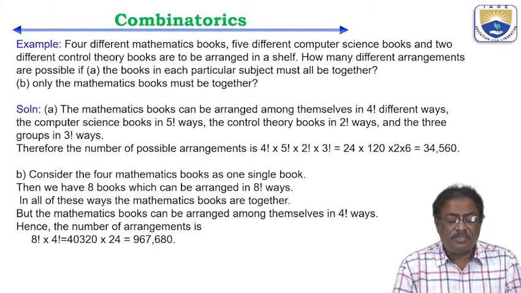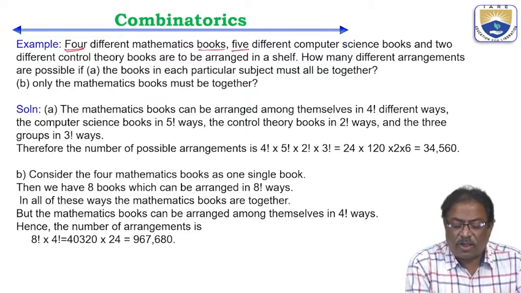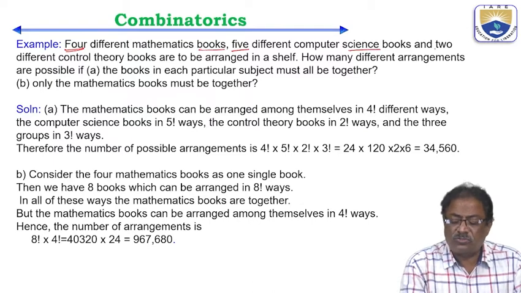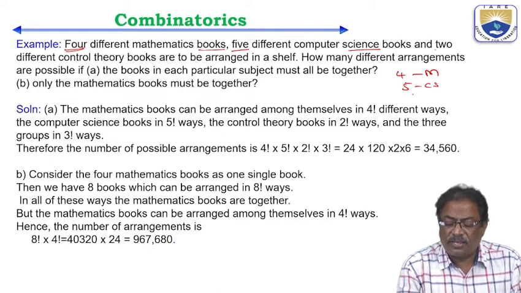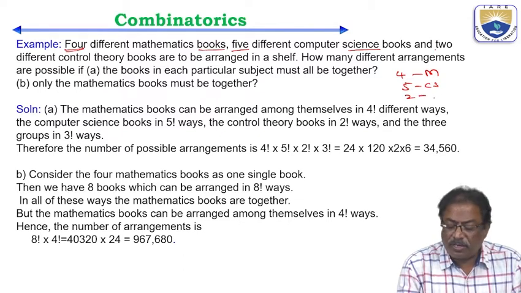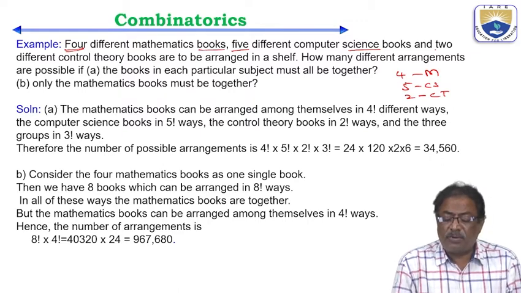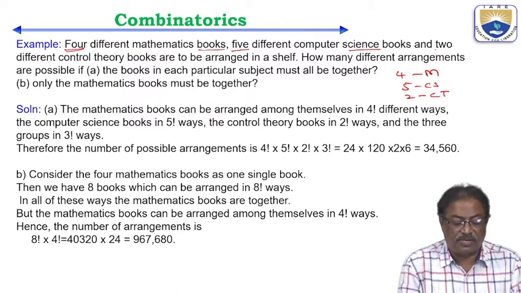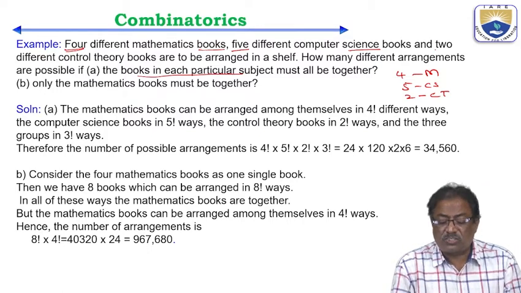Now, the other one. Four different mathematics books, 5 different computer science books, and 2 control theory books will be there. Then the question is, how many different arrangements are possible? First one is that the books in each particular subject must be together.